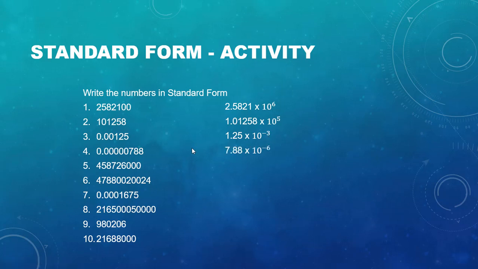Likewise here, 7.88 times 10 to the minus 6. The decimal place was moved 6 times. 1, 2, 3, 4, 5, 6. So we write our number and we get a negative index. And the others follow the same procedure. Same procedure here. So if you apply the rules that I gave you earlier in this session, you should be able to get these answers here.